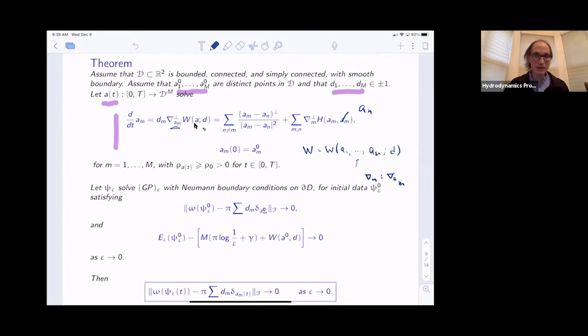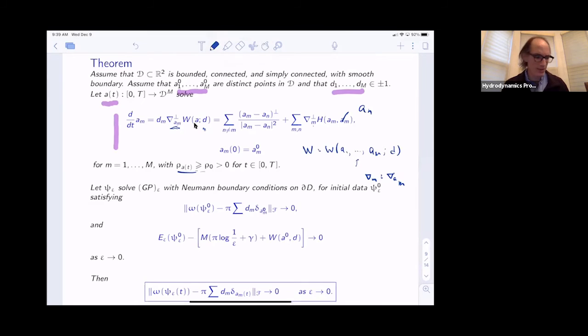Okay, so I take these points, these initial points, and I solve the point vortex ODEs. These are exactly the same ones that we would have for the Euler equations. And I assume that my solution has the property that for some time interval up to time T, the intervortex distance is bounded away from 0, and the distances of vortices to the boundary are all greater than some fixed positive number rho naught.